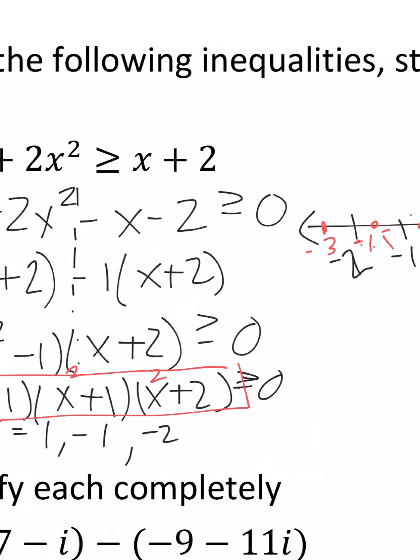If I plug in 0, I get negative, positive, positive. If I plug in negative 1.5 into this function I highlighted here, the first term would be negative, the second term would be negative, the third would be positive, meaning that that term is overall positive. And then when I plug in negative 3, I get negative. So when the function is greater than 0 would be all the intervals in which it's positive. So negative 2 to negative 1, and then union from 1 to infinity.